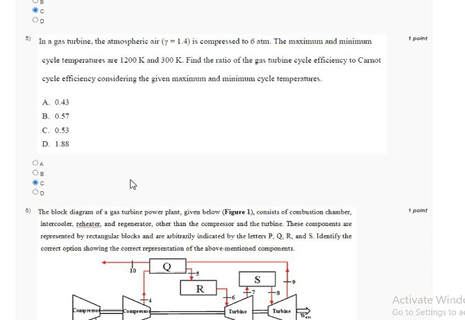So for the gas turbine cycle efficiency, the formula is eta is equal to 1 minus 1 upon Rp raised to the power of (gamma minus 1) upon gamma. So you will find the value of 0.4, so it is the gas turbine efficiency, and for Carnot we will apply the formula of 1 minus T minimum upon T maximum. So you will get the value of 0.75, and if you calculate the ratio, you will find 0.53. So C option is correct.